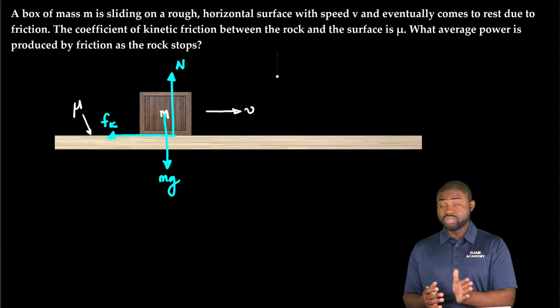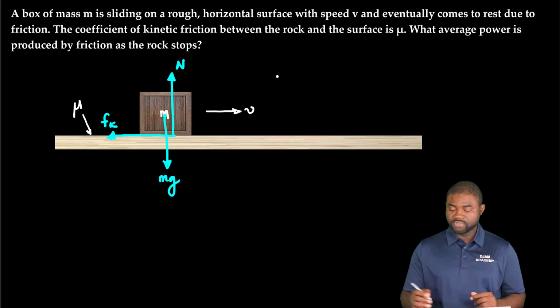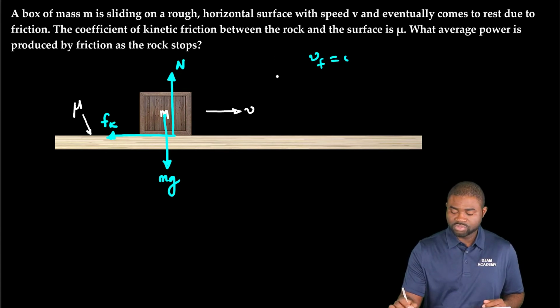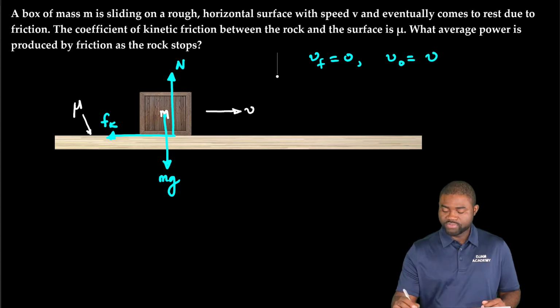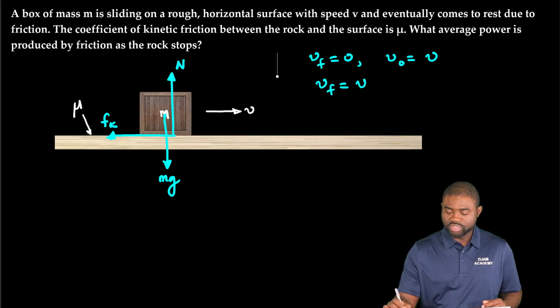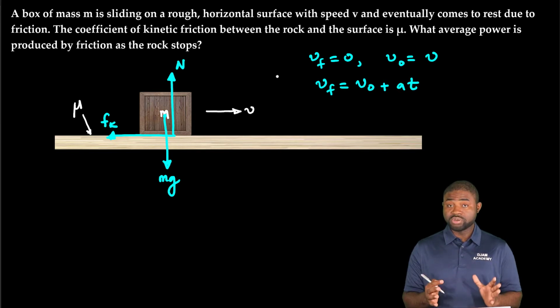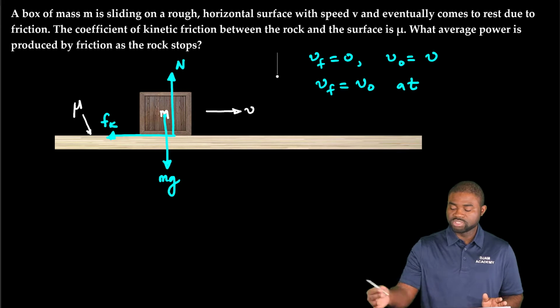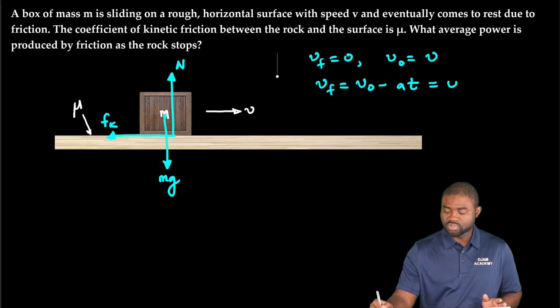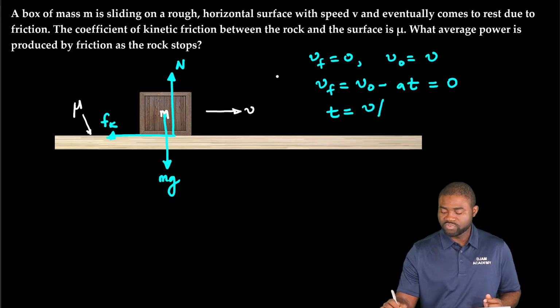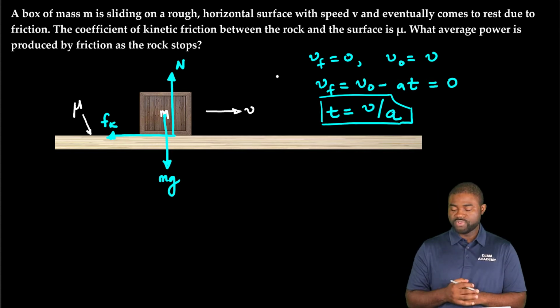Now the box gradually comes to a stop. What that means is that V final is equal to 0. V initial is equal to V. Now, what we know is that V final is equal to V initial plus at. Now, because the box is decelerating to rest, the acceleration is negative, and all of this is equal to 0, which means that the time it takes for the box to come to rest will be equal to V divided by the acceleration a. Now, just keep this in mind. We may or may not use this, but I guarantee that we will use this.